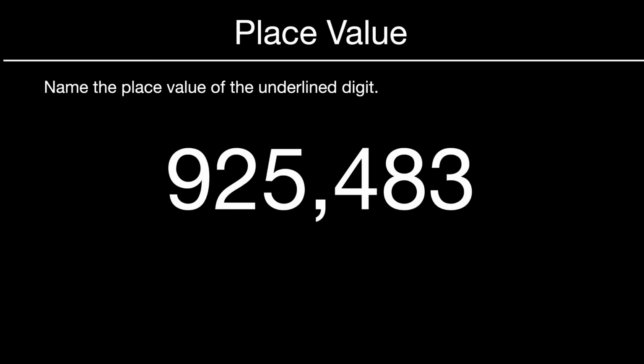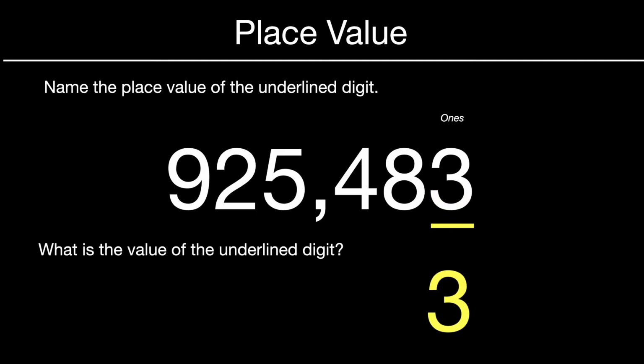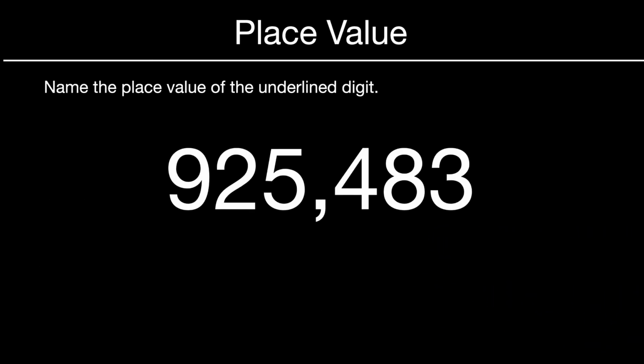Name the place value of the underlined digit. Okay, so that would just be in the ones. So that's easy, right? That's just going to be our 3 ones. Name the place value of the underlined digit. Remember that one? That's 100,000s.